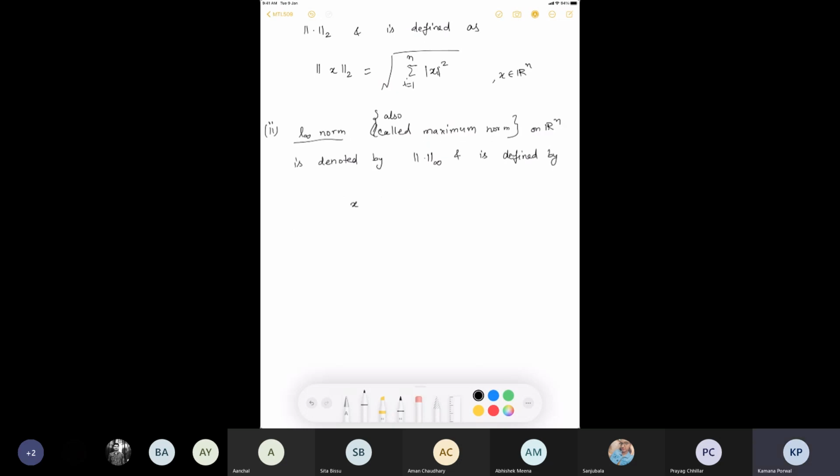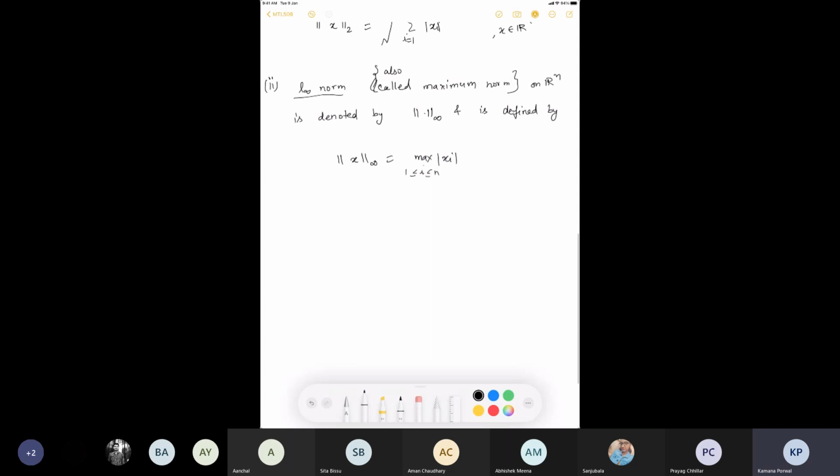So if we take x and talk about its L infinity norm, how is it defined? You take the components of x, take the absolute value, and take their maximum. So you will have the n absolute values, with i varying from 1 to n. Okay, so this is how we define the L infinity norm, which means this is nothing but the maximum of mod x1, mod x2, up to mod xn.